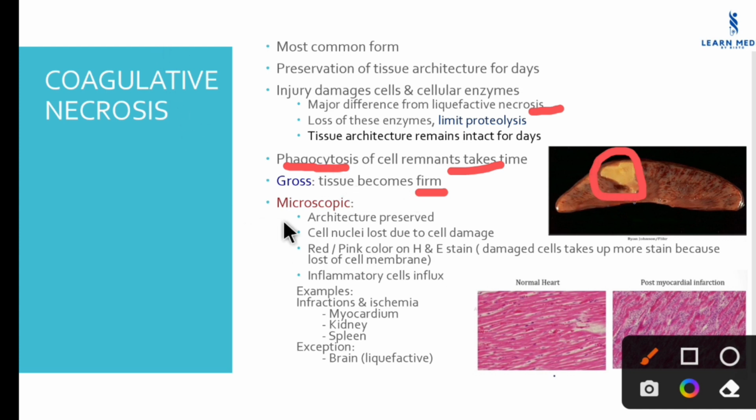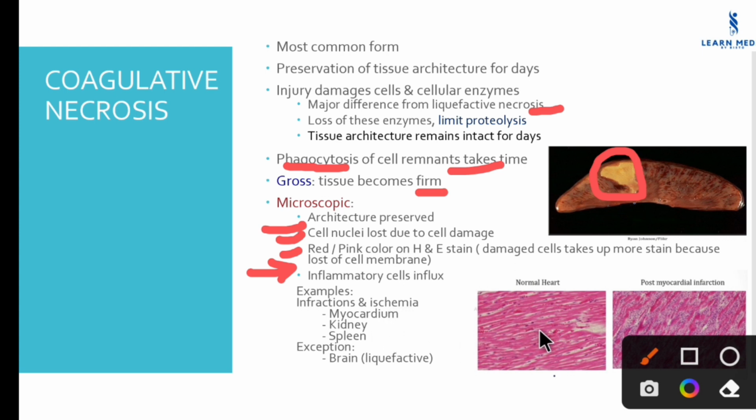When we look under the microscope, the architecture is preserved. The cell nuclei are lost due to cell damage. The tissue appears red or pink on H&E stain, as damaged cells take up more stain because of loss of membrane, and there is an inflammatory cell influx. Due to the cellular leakage, there is inflammatory cell influx. For example, in the case of infarctions in the myocardium and ischemia in the kidney or spleen.